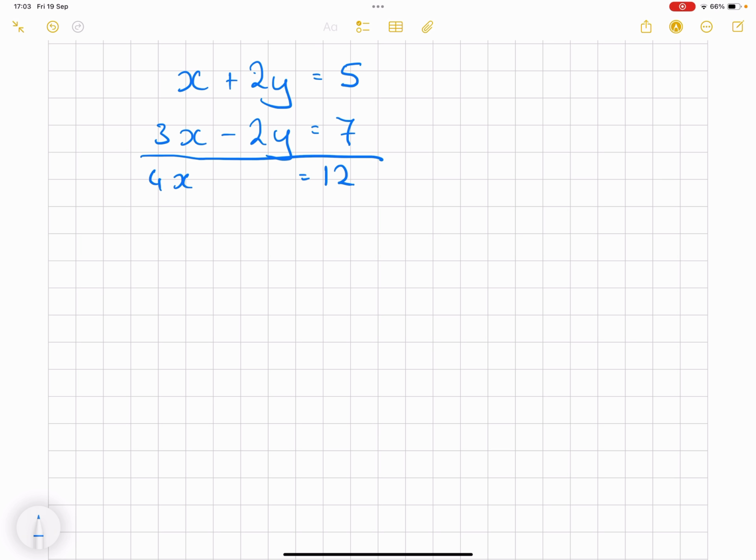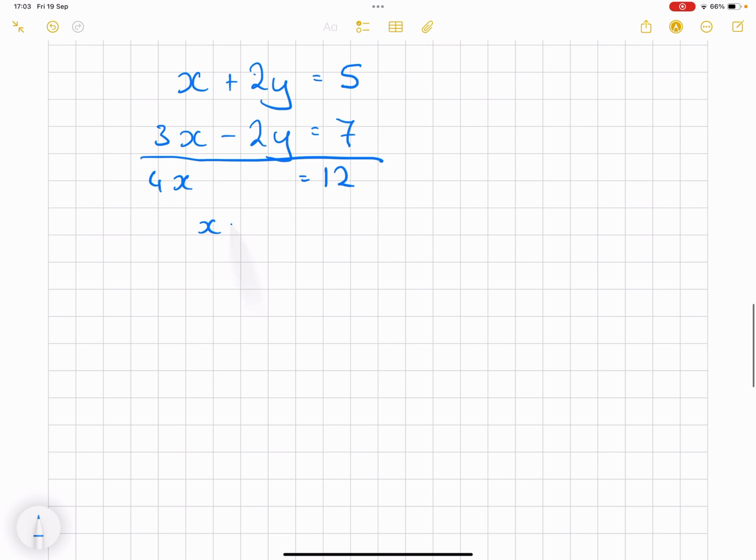You can see I didn't write in the 0y because there was no need. There was also 0 z's and 0 a's and b's and c's, and I didn't have any of those written in. So if it's 0 of something, you can, but you don't have to write it in. And in this case here, I think it makes it less complicated if I don't write it in. So 4 of something is 12. How do you find 1 of that thing?